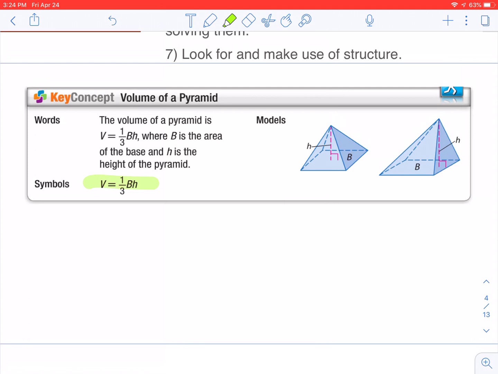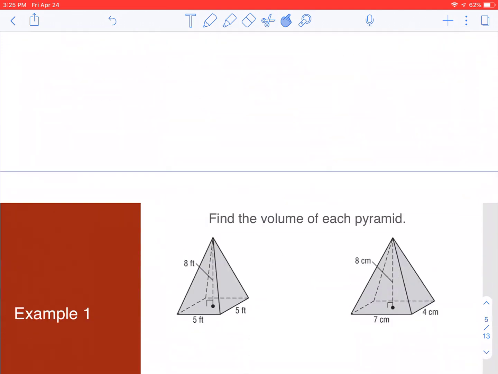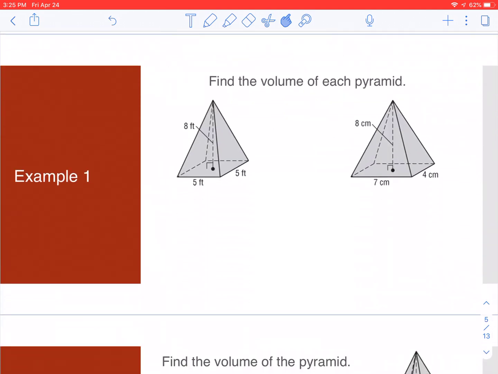Okay, the height of the pyramid is from the center of the base, where it makes a perpendicular with the base, and it's right in the middle. Okay, so that's going to be the height. 1/3 area of the base times the height. Okay, so volume equals 1/3 area of the base times the height.